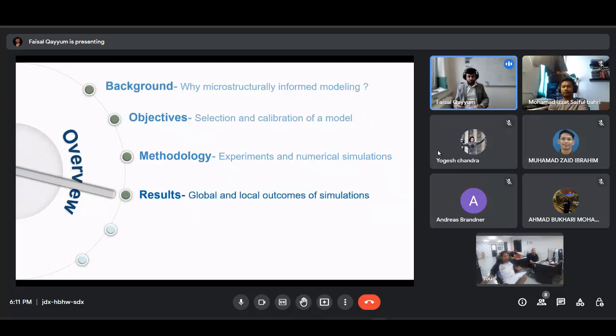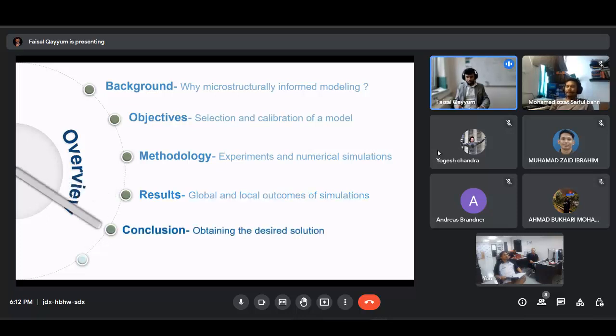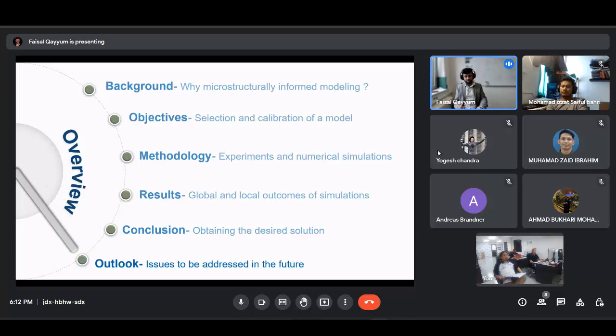I will switch between methodology and results multiple times. When I talk about one example case, I will talk about the methodology first and then the results. In the next example, I will go back to methodology and results again, so it will be easier to follow. In the end, I will conclude on how these crystal plasticity models can be widely used for different applications, and give an outlook about some issues which can be addressed in the future. Something you might be interested in, you can pick up.